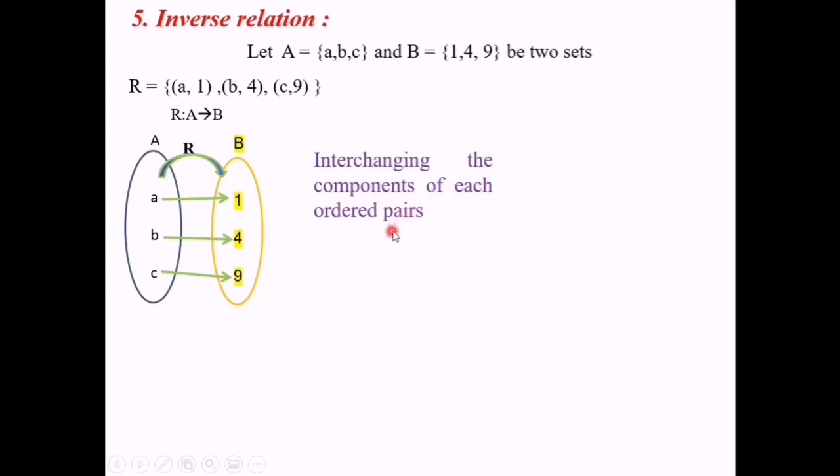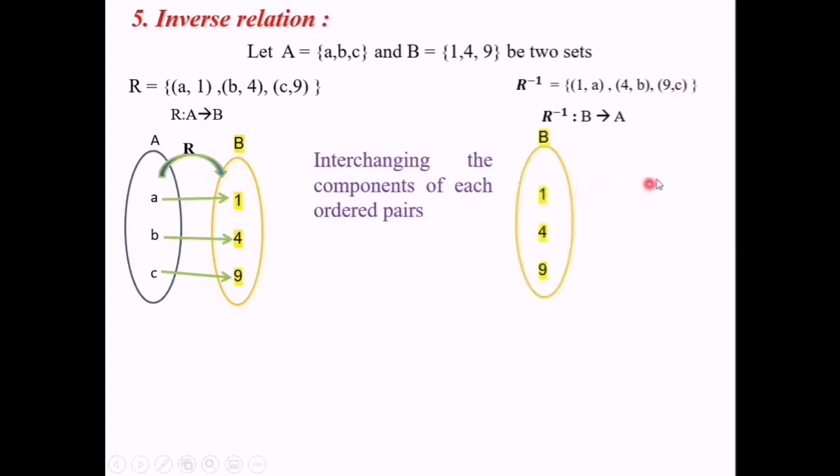Now, interchanging the components of each ordered pair, we have a new relation R inverse, whose elements are (1, a), (4, b), (9, c). We get these ordered pairs by interchanging the components of each ordered pair of R. So we have a new relation, and the first components 1, 4, 9 are the elements of B, and the second components a, b, c are the elements of A. So here the new relation R inverse is from B to A.